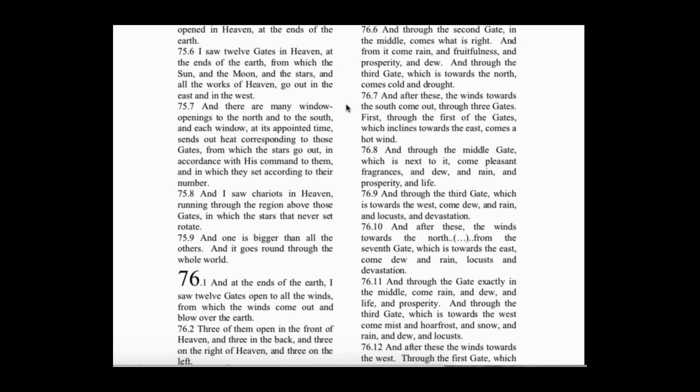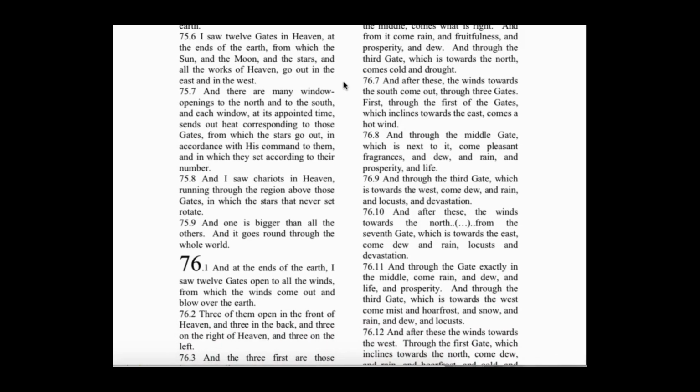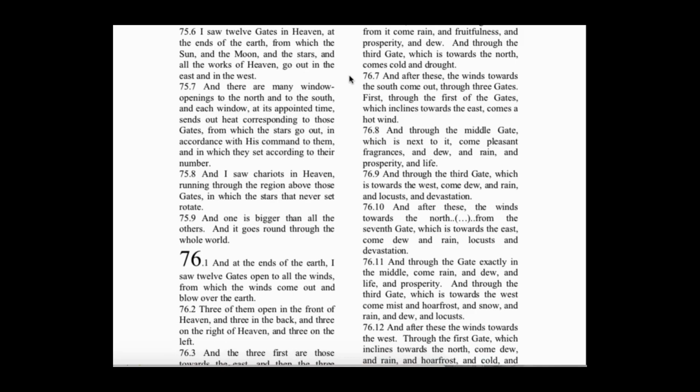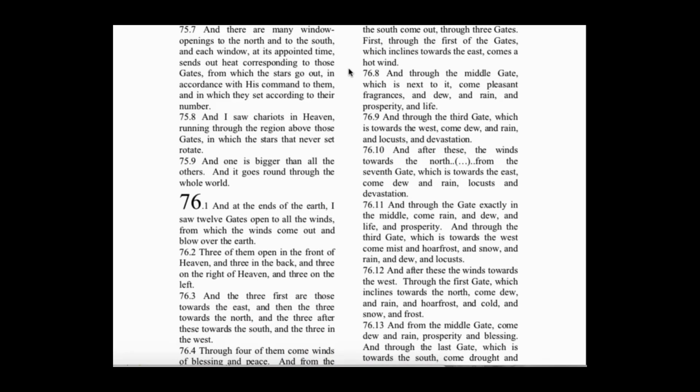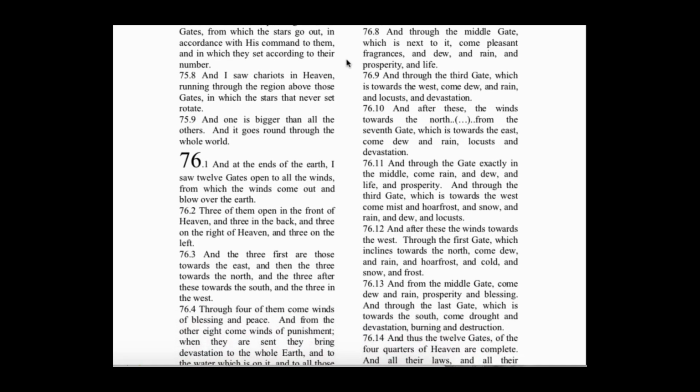I saw 12 gates in heaven at the ends of the earth, from which the sun and the moon and the stars and all the works of heaven go out in the east and in the west. And there are many window openings to the north and to the south, and each window at its appointed time sends out heat corresponding to those gates, from which the stars go out in accordance with his command to them, and in which they set according to their number. So they have a number to assign to them.